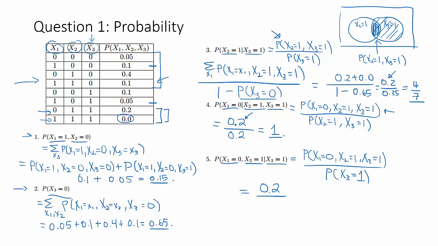And in the denominator, we have the probability that x3 equals 1. Well, that's the same as the denominator in part 3. And we got a value of 0.35 here. So we have 0.35 in the denominator. And so this simplifies to 4 over 7.